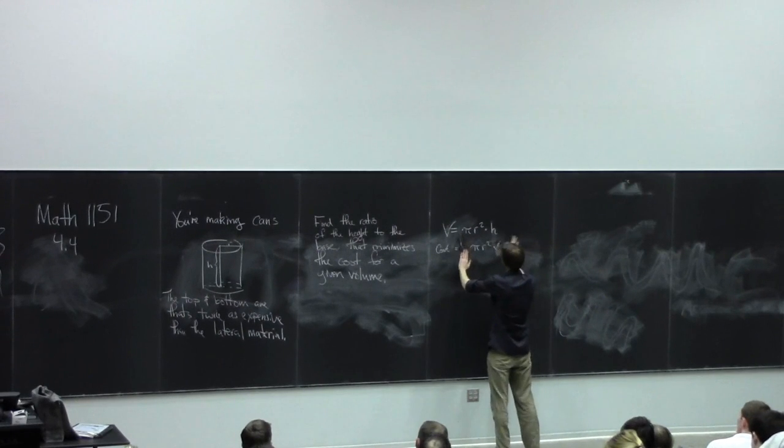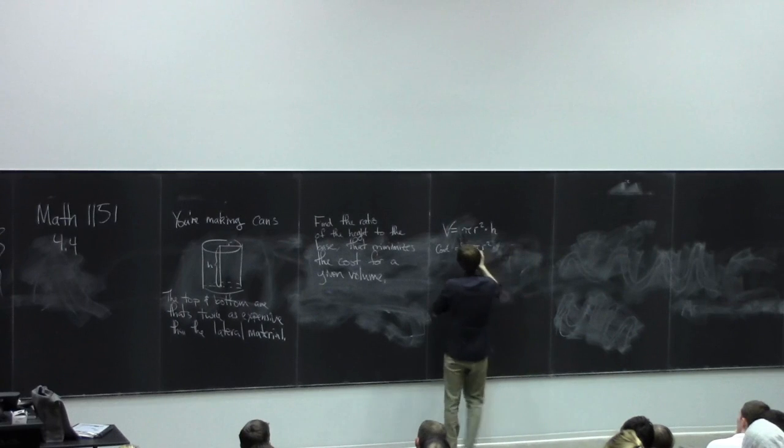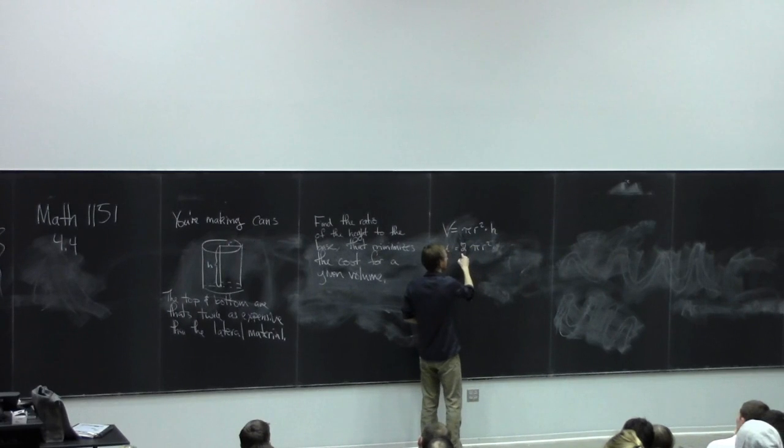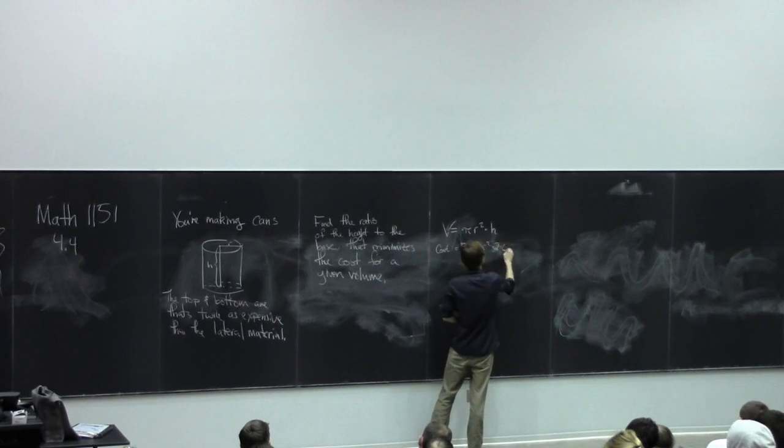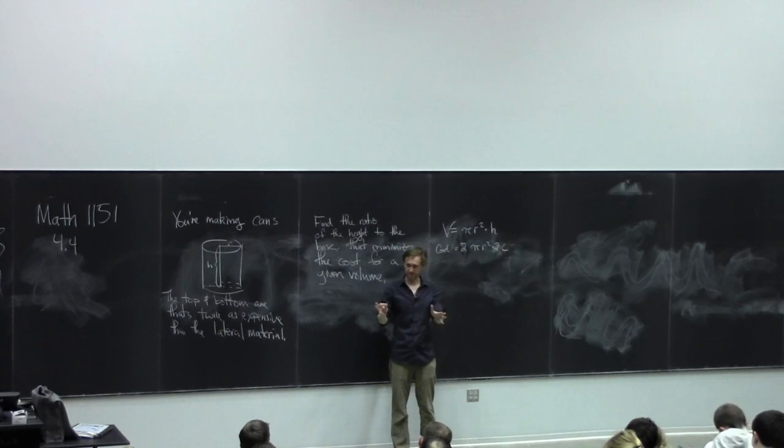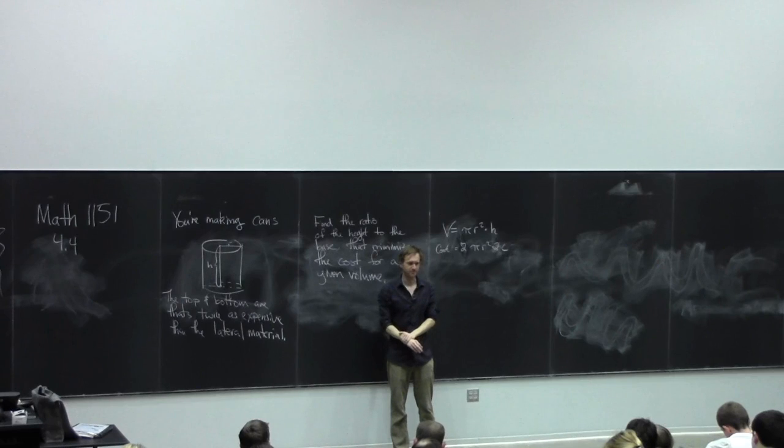Here, I'm sorry. Just don't change anything on your paper because nothing's going to change. 2 for the top and the bottom times 2 times the cost. It's the same. I'm just trying to explain it better. I'm probably explaining it worse.